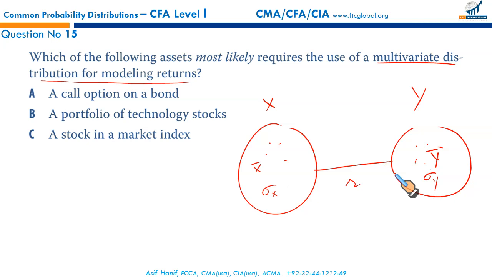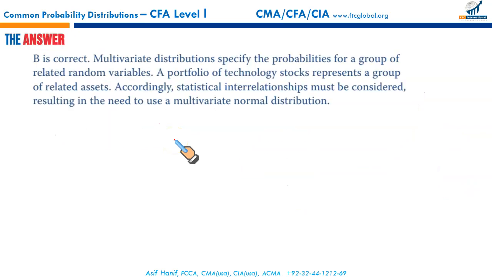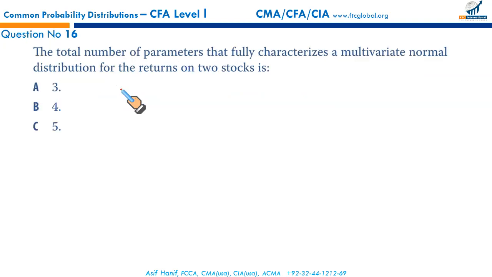So basically, multivariate distribution is used for modeling returns of a portfolio of technology stocks, two or more. Not a single call option or stock in a particular market index, right? Multivariate distributions specify the probabilities for a group of related random variables. So a portfolio of technology stocks represents a group of related assets. It's a group that we're looking for, two or more, right? So that makes B the correct option.